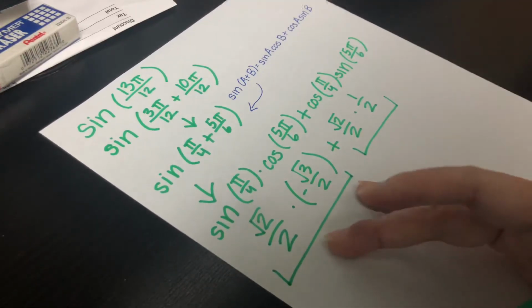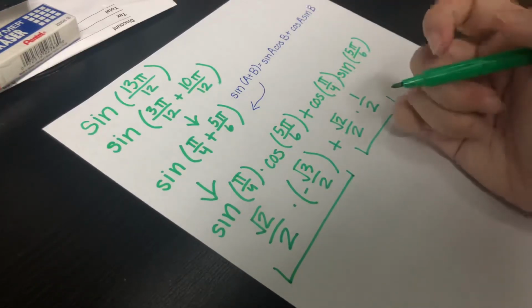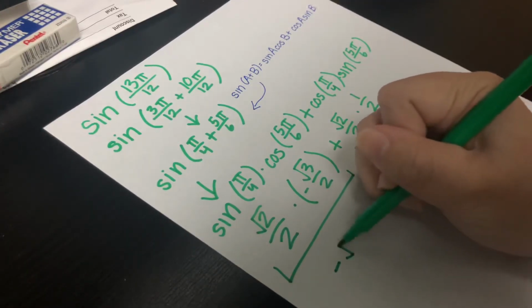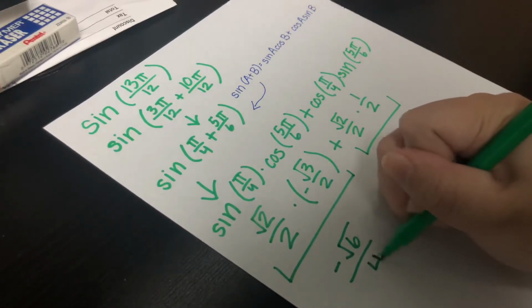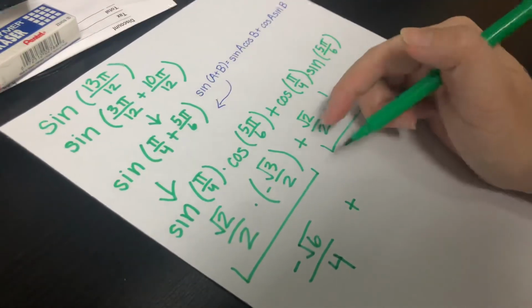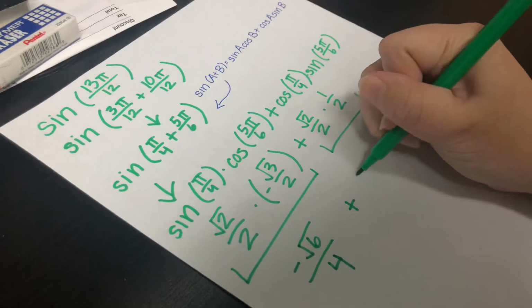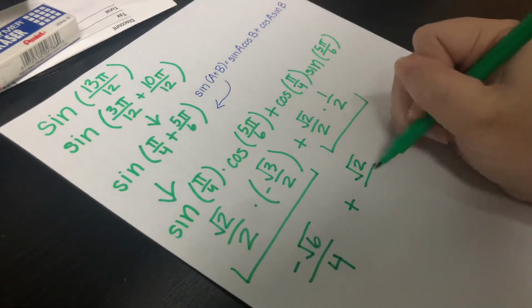So for the first part over here, we have the square root of 2 times the negative square root of 3, which would be negative square root of 6, all over, multiplying across, 4. And then we add on the other side over here, in which the square root of 2 times 1 equals square root of 2, over, multiplying across, which is equal to 4.